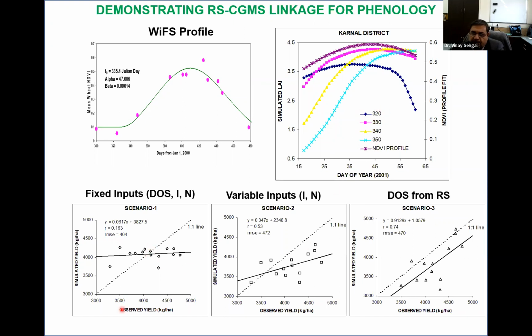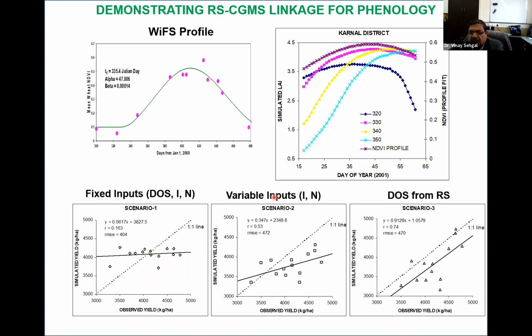So this is just an example at district scale, that if you simply run the model with all those inputs which I had shown you in the previous slide, observed yield versus simulated yield, you won't find much relation. The correlation was 0.163. Of course, the RMSE was low, around 404 kg per hectare.